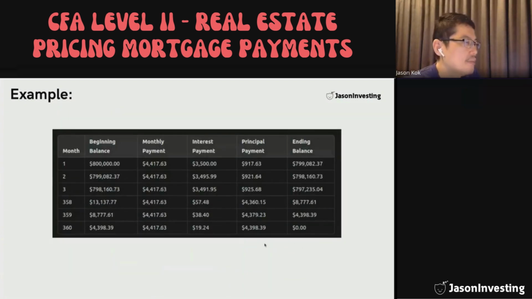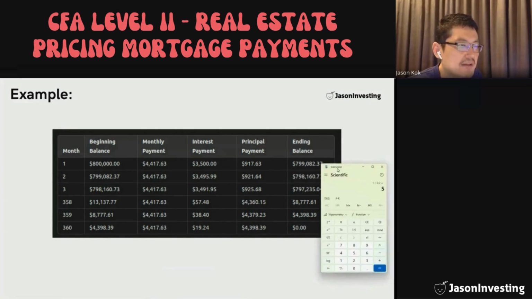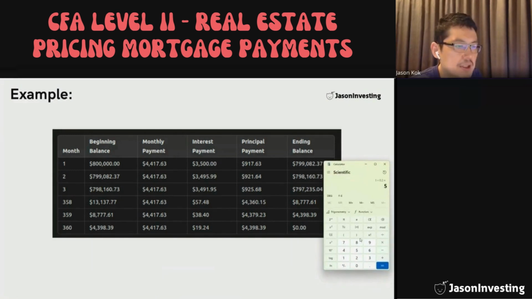Okay, let's look at a mortgage schedule here. This monthly payment column is the mortgage payment that we calculated earlier. The beginning balance is what we borrow, 800,000. The idea is that you pay this off by the end of the term. So the beginning balance is 800,000, and at the end you pay off everything. The interest payment column is the interest on the remaining principal. So let's take a quick calculation.